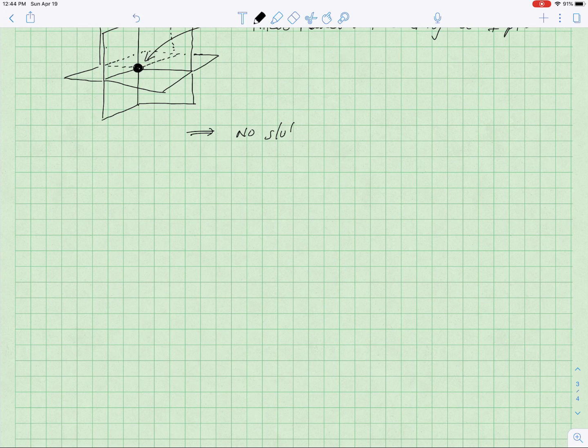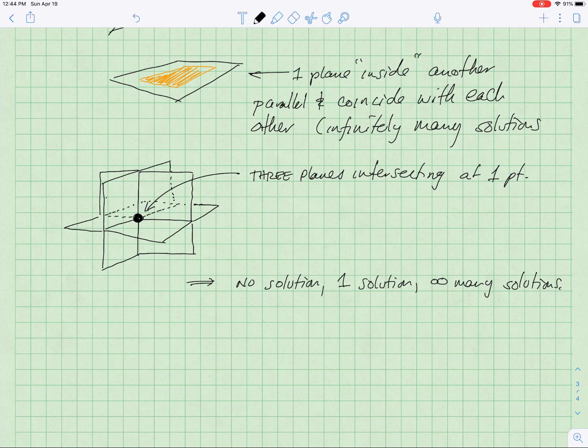So even though there's multiple different scenarios here, we still have no solution. One solution. Or infinitely many solutions. So we're going to see that as we go up in higher and higher dimension. Now, I can't really draw anything for you in 4 dimensions, but the analogy holds as we go in higher and higher dimension here. So one thing that we're going to be asked to do in the future is classify these as being either inconsistent or consistent. Okay.